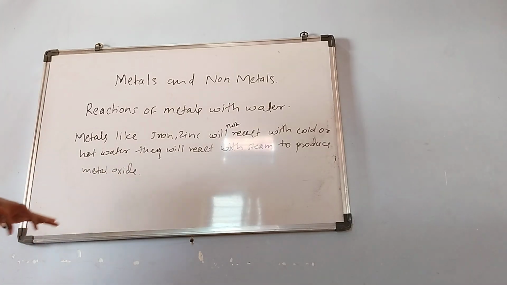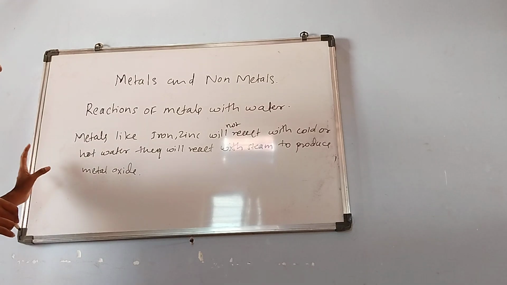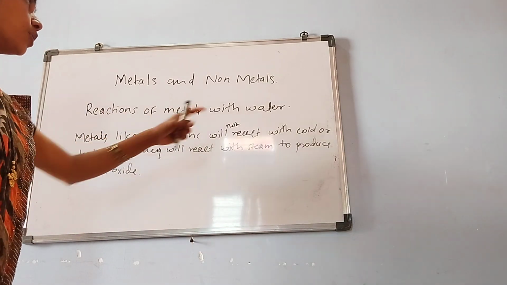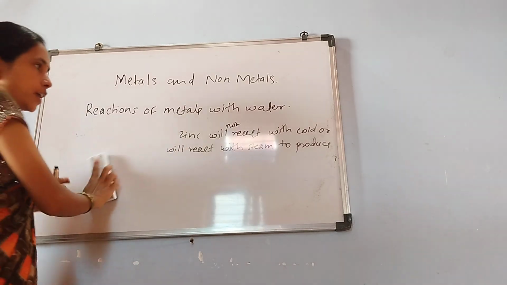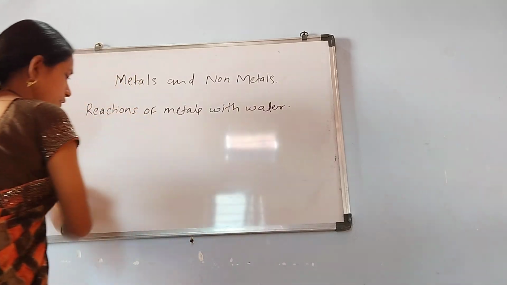Again, there are certain metals like gold, silver, copper. They will not react with the water at all. So these are the reactions of metals with water. We discussed it. Tomorrow we can discuss the reactions of metals with acid. I think these concepts are better understood now. Again I can revise it.